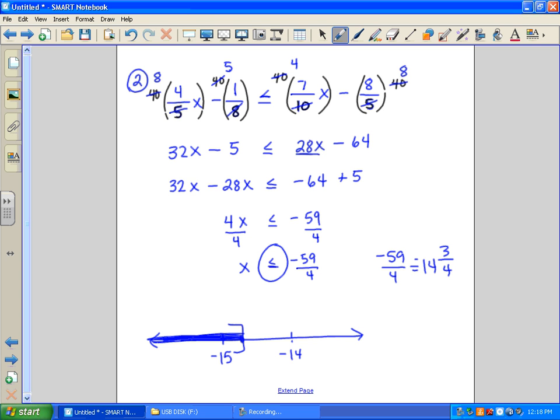Then if we need to write our interval notation, it should mirror what we have on the graph. So if we're shaded to the left, we would have negative infinity on the left, stops at negative 59 over 4. Use that fraction, parentheses around negative infinity, bracket around negative 59 over 4. So I hope this will help you on those last few homework problems dealing with fractions.